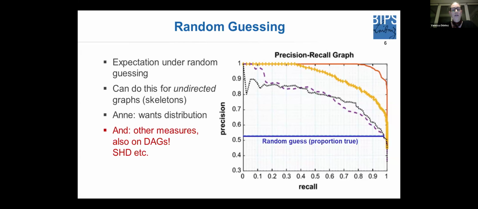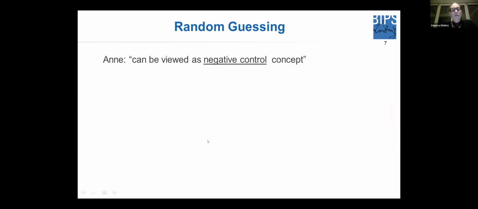And this is where I see the value on DAGs, other measures on DAGs, like the structural Hamming distance, for example. So looking at random guesses to evaluate other typical measures that are more geared towards the causal elements of the DAGs, and not just towards the skeleton. That's where I find this very interesting.